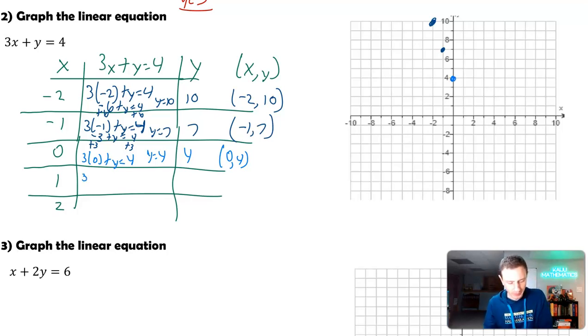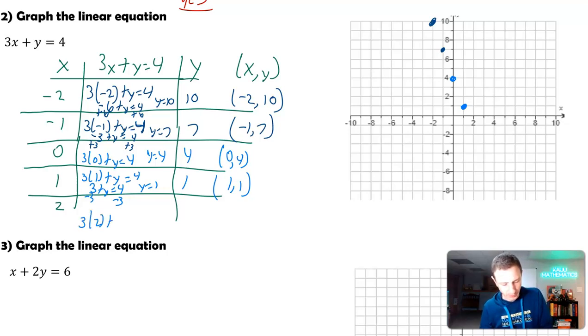A couple more. Let's go through these quickly. 3 times 1 plus y equal to 4. 3 times 1 is 3. Plus y equal to 4. Subtract 3. Y is equal to 1. So the ordered pair is 1, 1. And last one. 3 times 2 plus y equals 4. 3 times 2 is 6 plus y equal to 4. Subtract 6, y is equal to -2. So we get 2, -2.